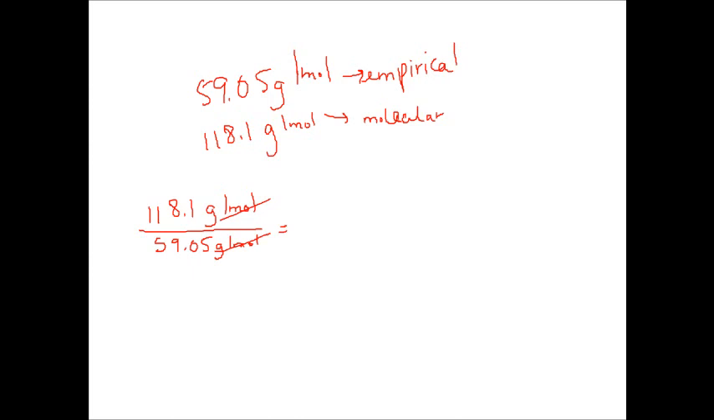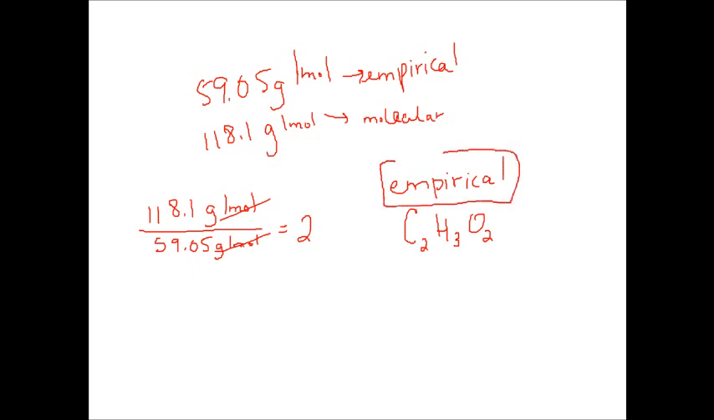So let me do that real quick, since this was not already done. And we're going to get 2. All right, so what we're going to do is take our original empirical formula. This is the empirical formula they gave us, which is C2H3O2, and we're going to multiply the entire formula by 2.